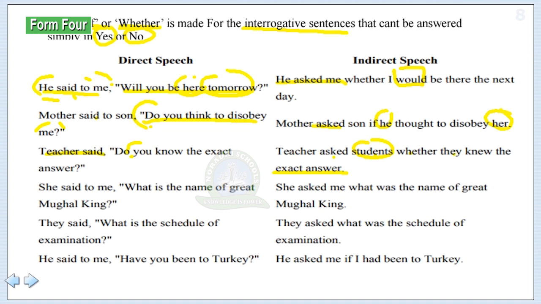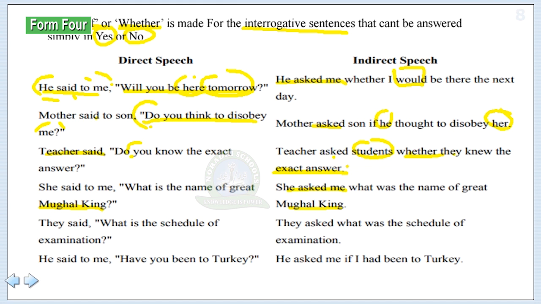She said to me, "What is the name of the great Makua king?" It's a king, name of king. She asked me what was the name of a great Makua king? So this is direct speech and this is indirect speech.